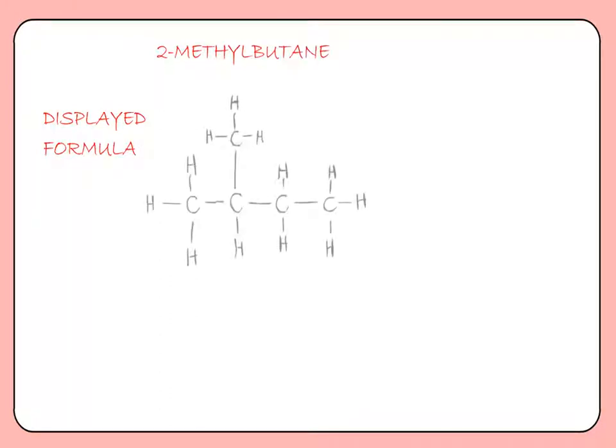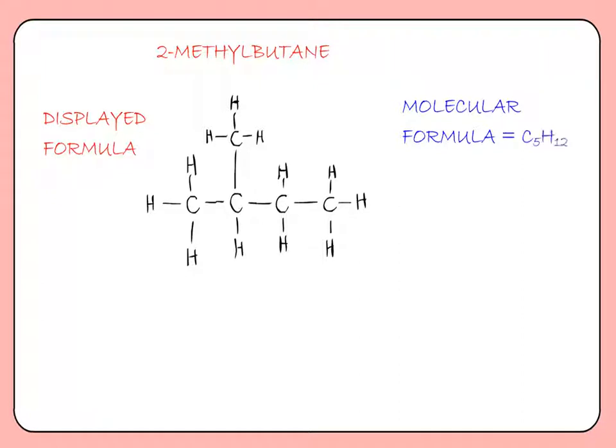Displayed formula is when all the atoms and all the bonds are shown. For example, 2-methylbutane has this displayed formula. Its molecular formula would be C5H12. In this case, the empirical formula would also be C5H12, as you can't get any simpler.